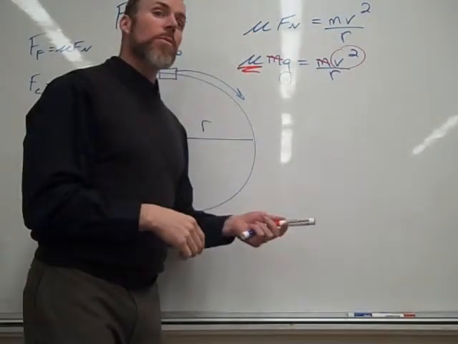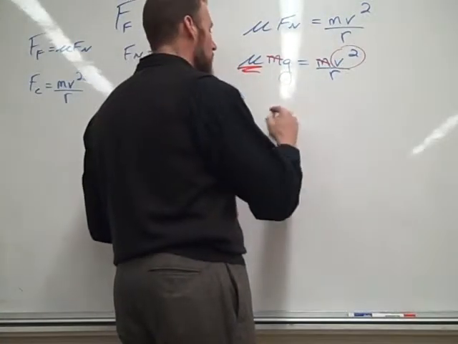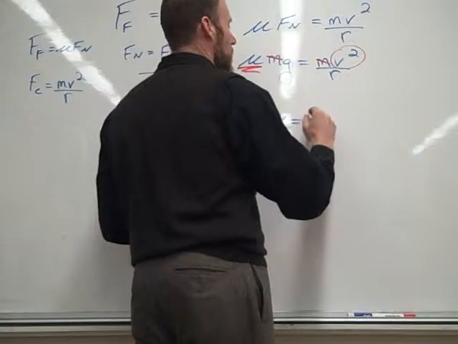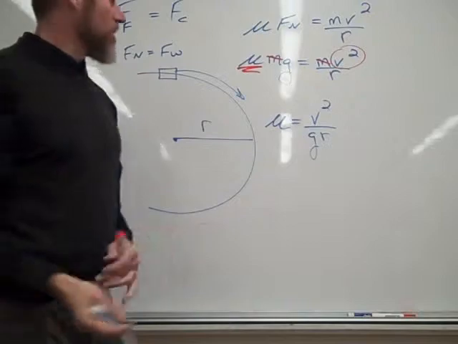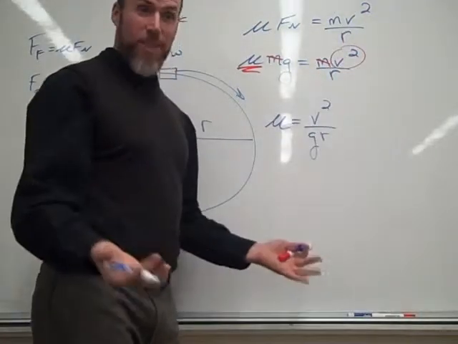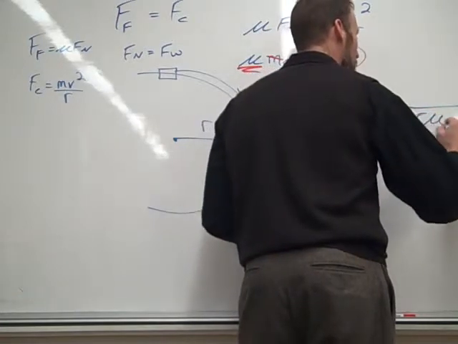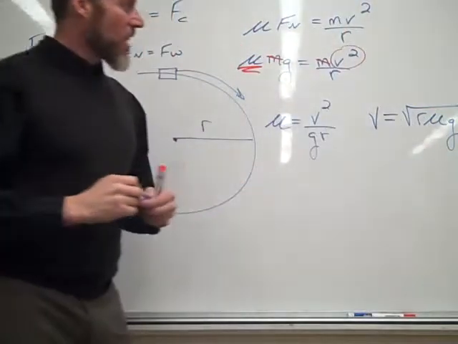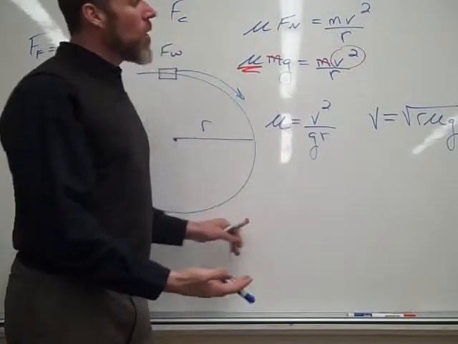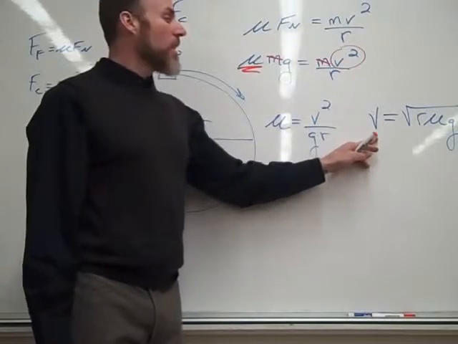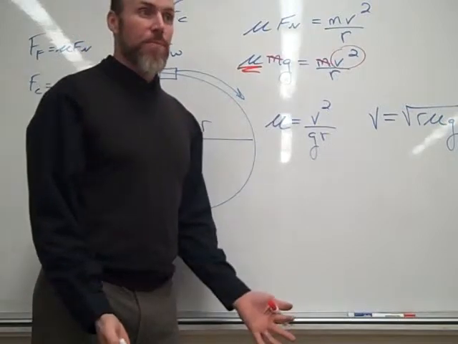If we go through some algebra and solve this for mu, we could divide both sides by g, and we could say mu therefore is going to equal v squared over gr. If we wanted to solve for v, then we get that coveted v equals radical rug. And we could solve for either the coefficient of friction required to make the turn, or perhaps the minimum speed that would be necessary if the coefficient of friction was significantly reduced. Thanks.